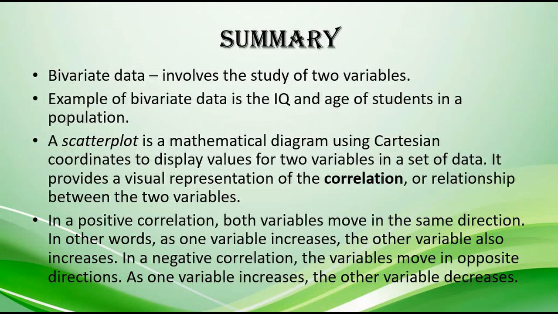In a positive correlation, both variables move in the same direction. In other words, as one variable increases, the other variable also increases. In a negative correlation, the variables move in opposite directions. As one variable increases, the other variable decreases.